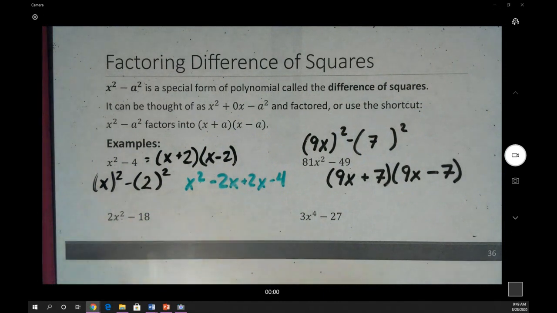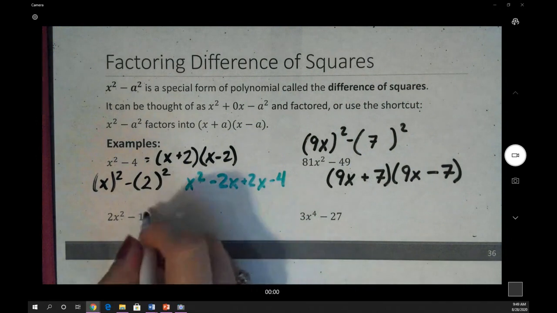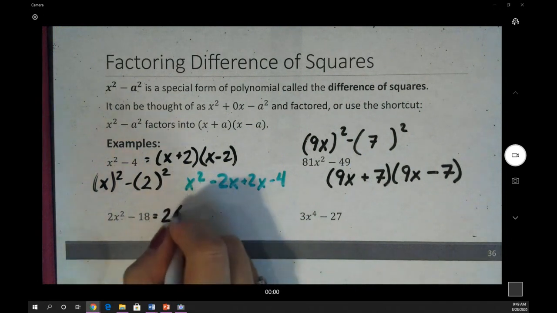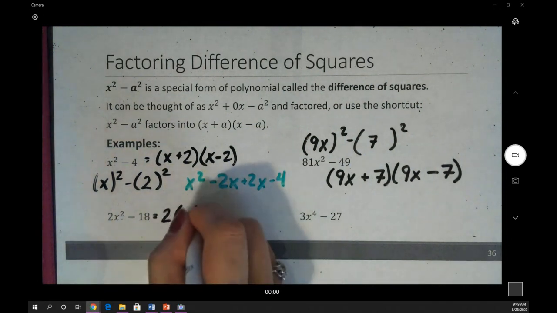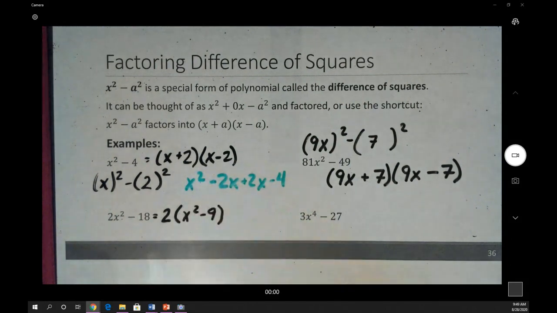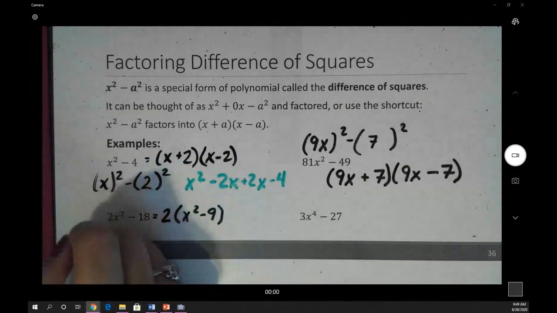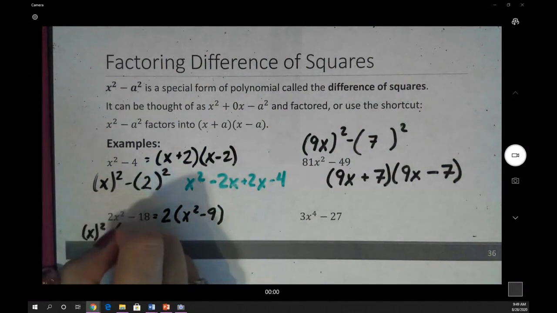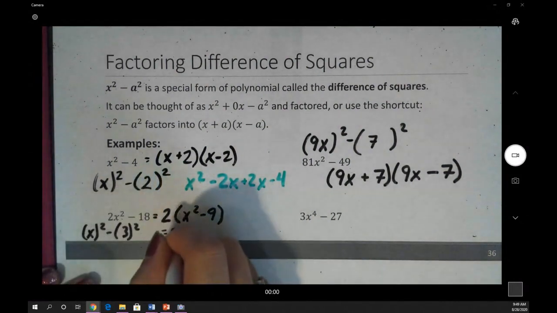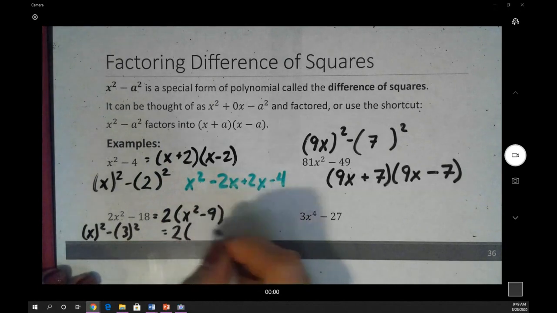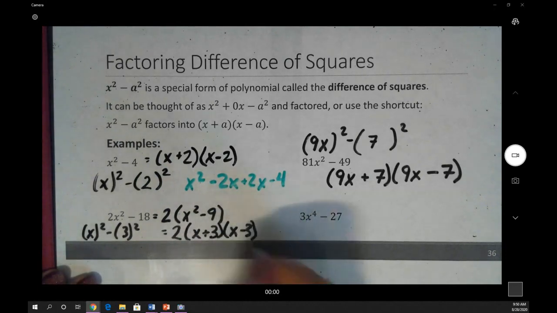Next up, we have 2x squared minus 18. Wait a minute. We need to check for a greatest common factor. I can tell that both of these are divisible by 2, so I'm going to factor a 2 out front, and that's going to leave me with x squared minus 9. Well, x squared minus 9, that's x squared minus 3 squared. So I'm going to leave my 2 out front, and then the x squared minus 9 is going to factor into x plus 3, x minus 3.